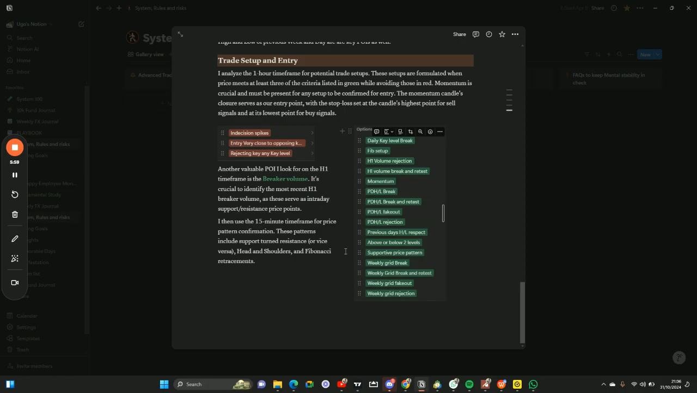So if I can go back to this, I analyze the 1 hour time frame for potential trade setups. These setups are formulated when price meets at least 3 of the criteria listed in green here, while also avoiding any of those listed in red, which are these ones. And then another thing is momentum is crucial and must be present for any setup. Okay, any setup you're going to see.